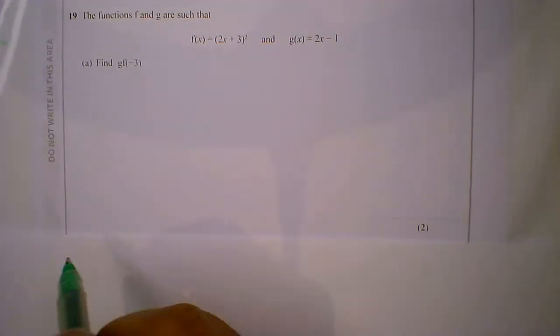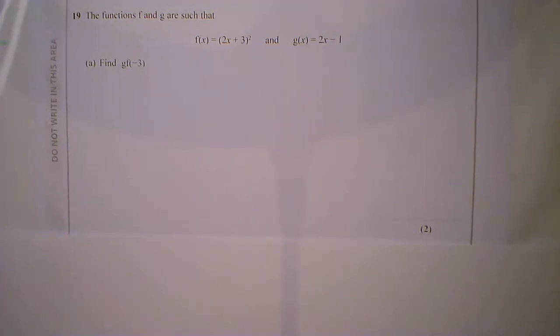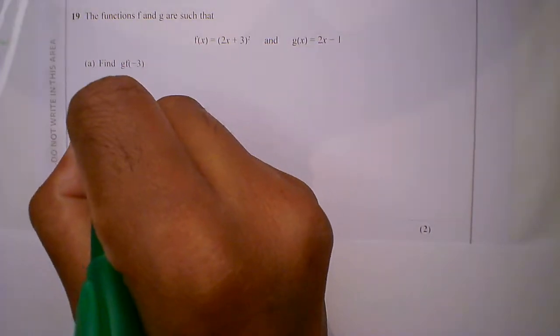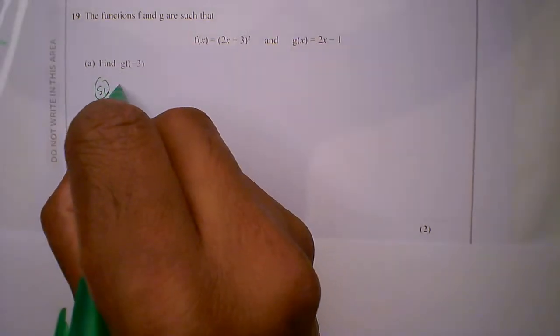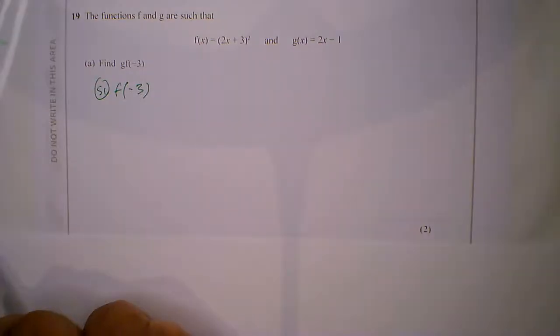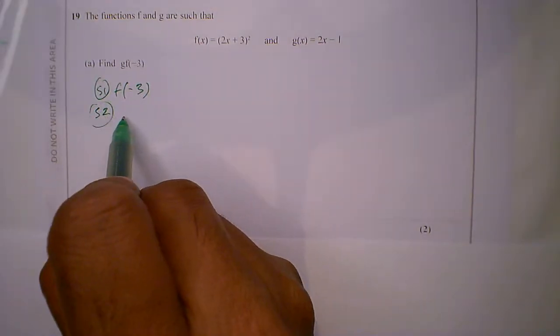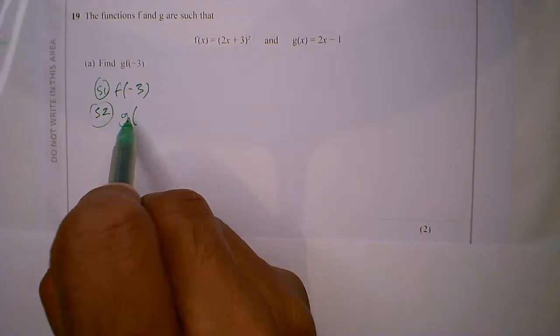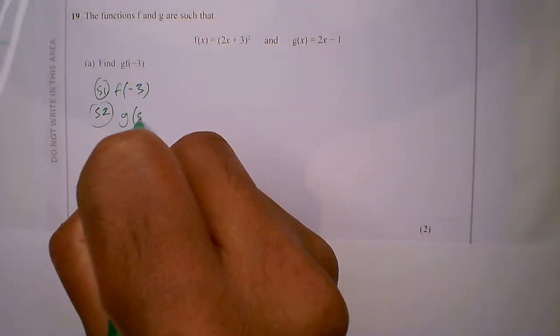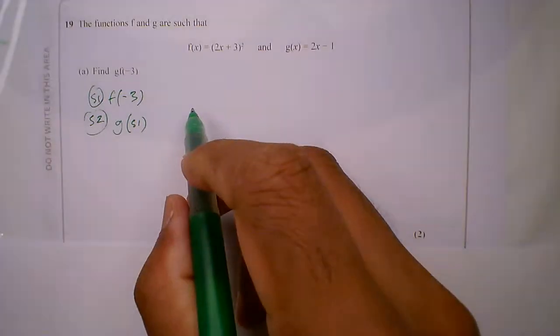Right, question 19a. Press pause if you need more time and play when you're ready for the answer. Step 1 is I'm going to find g of minus 3. And then once I find that, step 2 is going to be g of whatever my answer to step 1 is. So let's do that.